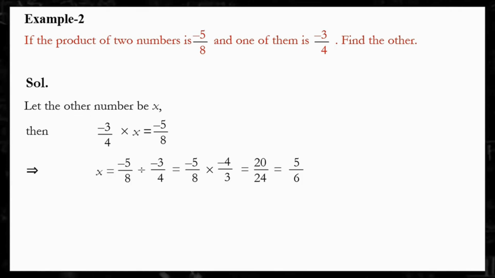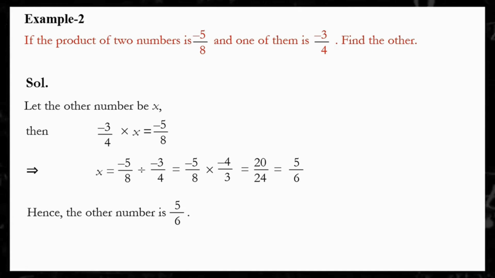x is equal to -5/8 divided by -3/4, which is equal to -5/8 multiplied by -4/3, which is equal to 20/24, which is equal to 5/6. Hence, the other number is 5/6.